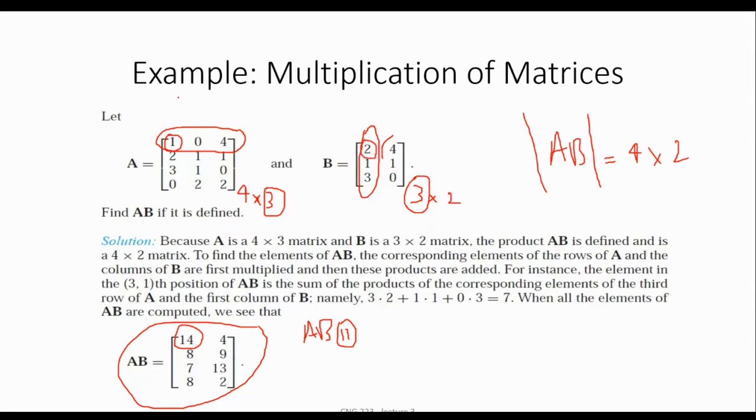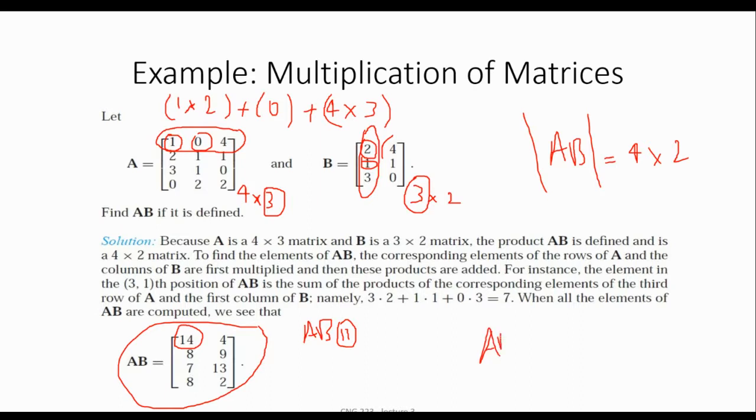So one by one, we should multiply them together and calculate the summation. That is 1 multiply 2. We should find the summation of them. 0 multiply 1, which is 0, plus 4 multiply 3. So what do we have at the end? At the end, we will have 14.